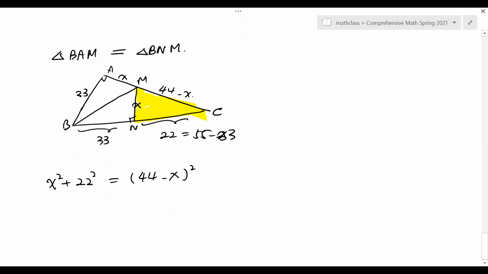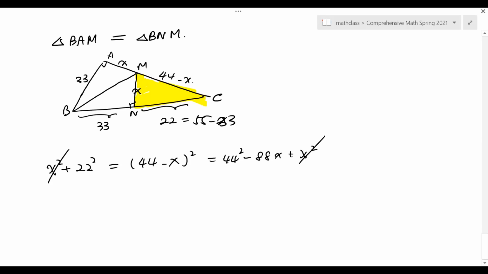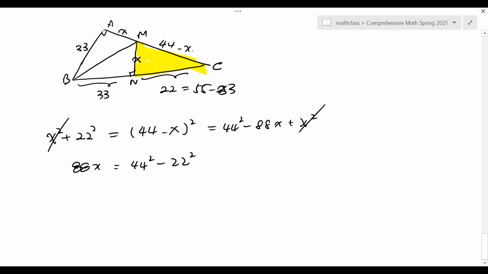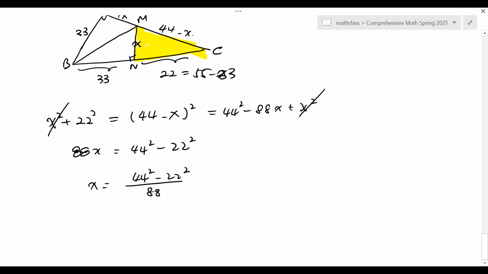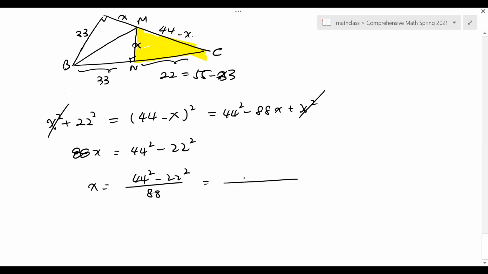Right. And then you expand it: 44 squared minus 44 times 2 times 22 is 88x plus x squared. So x squared is gone. Then 88x equals 44 squared minus 22 squared. Right. Okay. Then x is going to be (44 squared minus 22 squared) over 88. You can simplify it. How to do that?